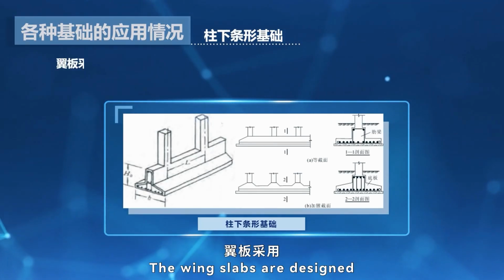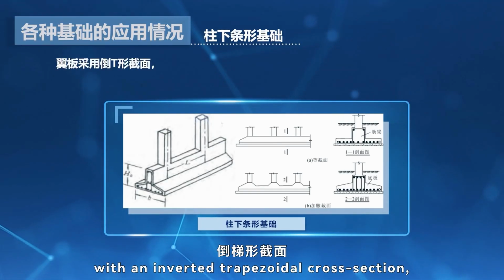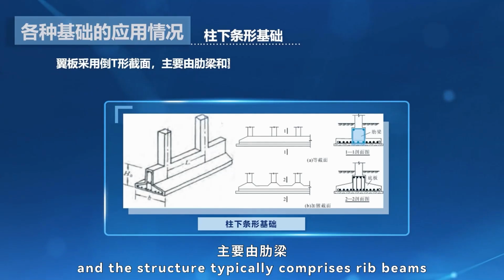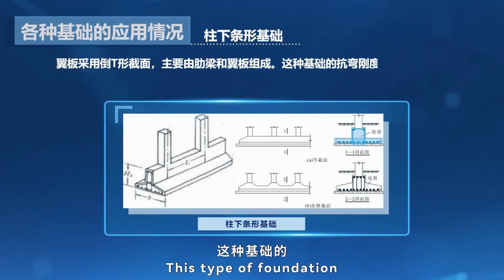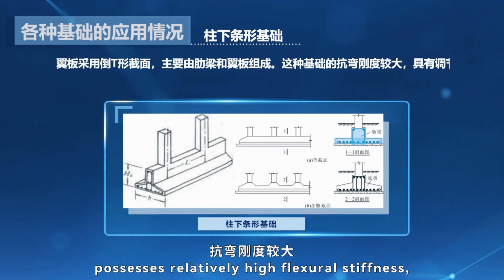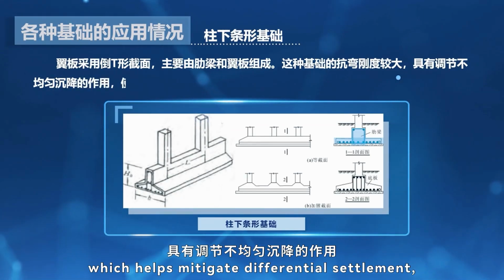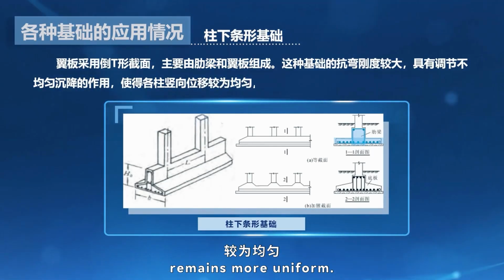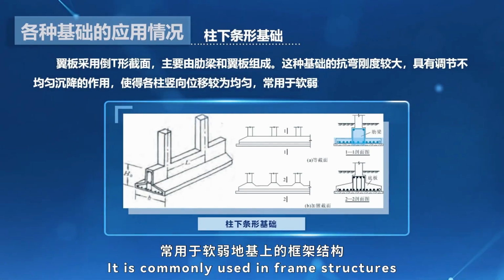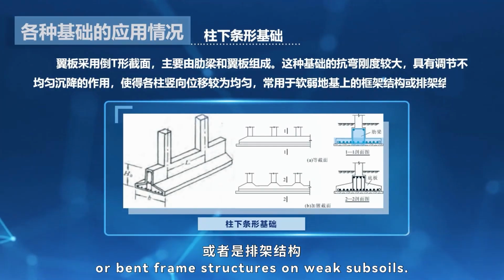The wing slabs are designed with an inverted trapezoidal cross-section, and the structure typically comprises rib beams and wing slabs. This type of foundation possesses relatively high flexural stiffness, which helps mitigate differential settlement, ensuring that vertical displacement of columns remains more uniform. It is commonly used in frame structures or bent frame structures on weak subsoils.